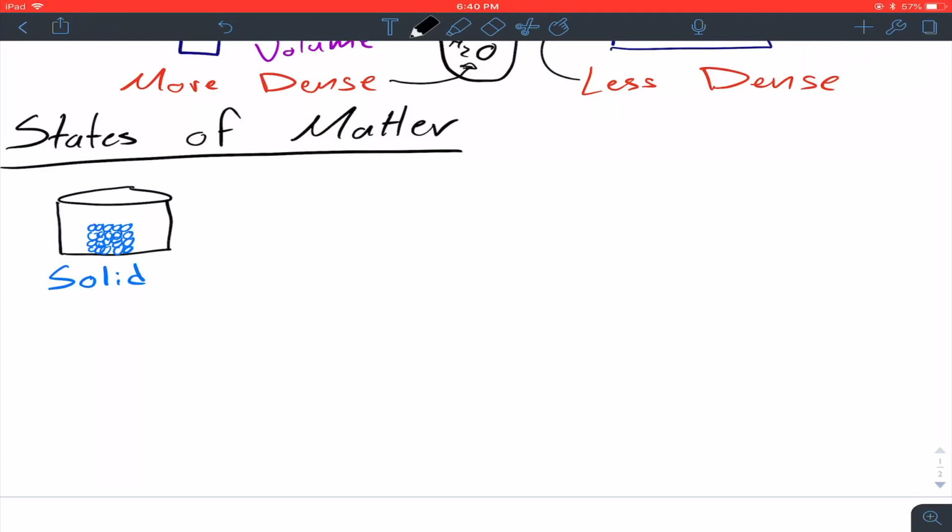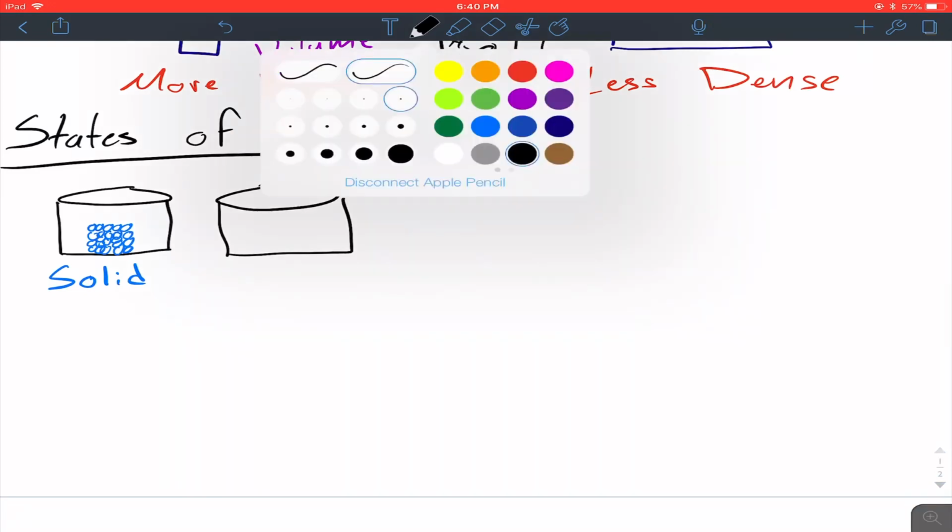So as we move up from a solid, we get something called a liquid. Now, liquids are characterized by their ability to flow.